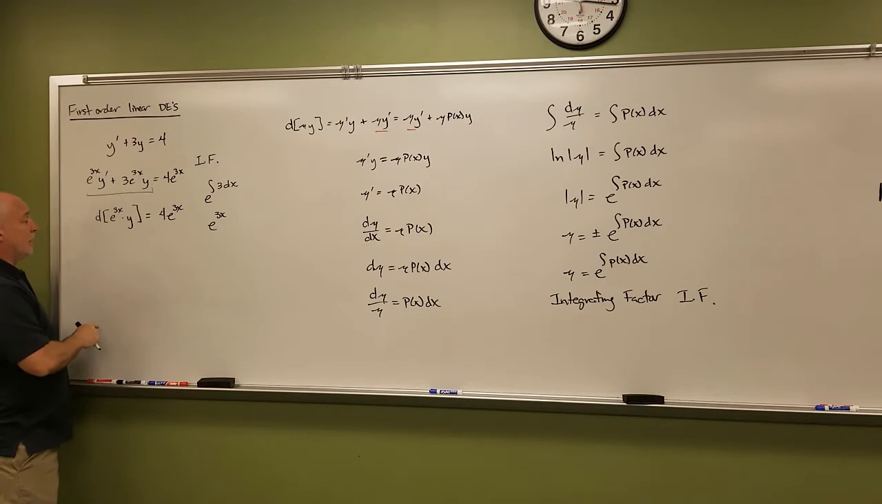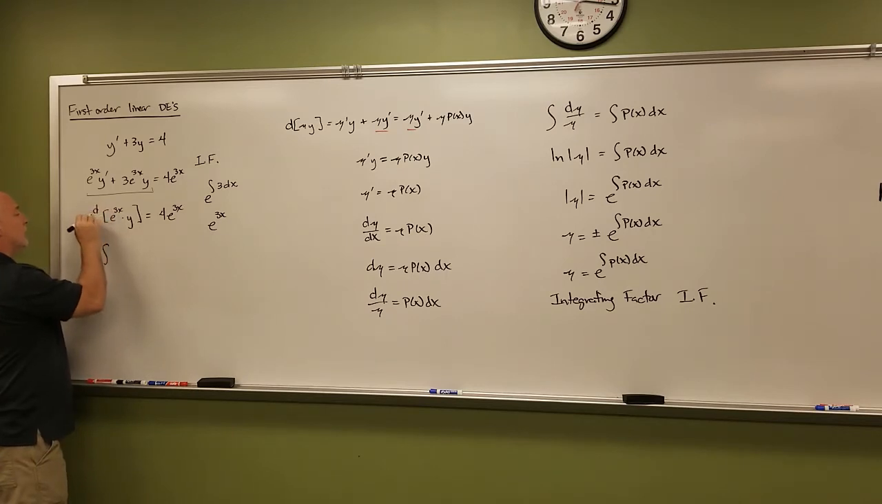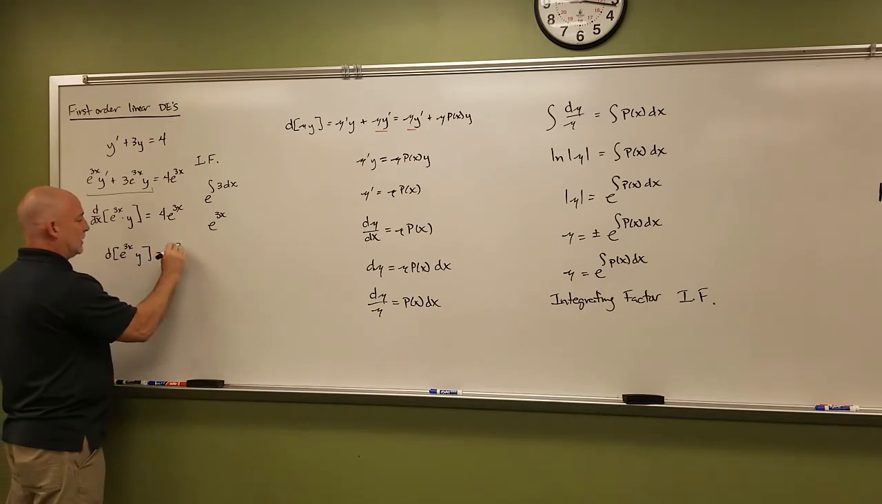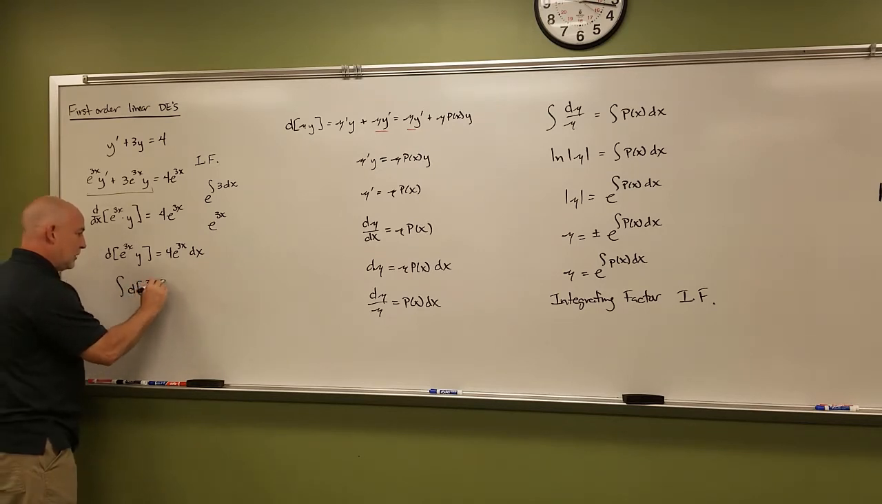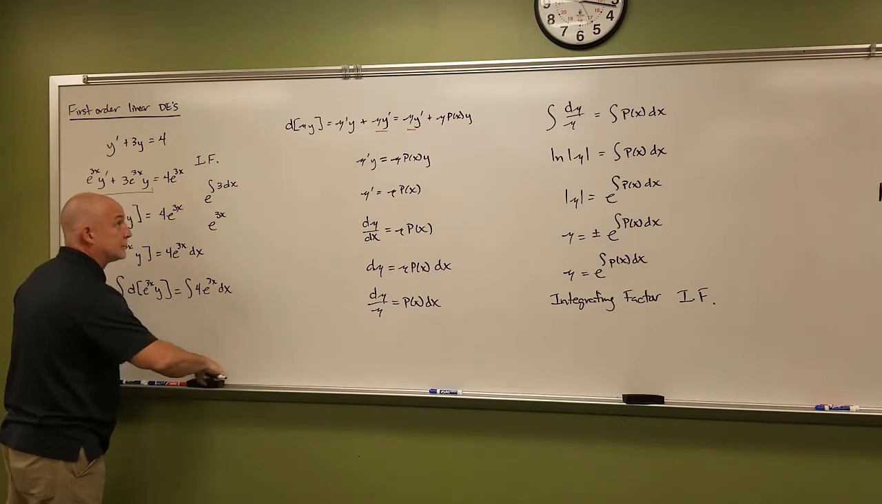Now we need to integrate both sides. So if I integrate both sides here, let's write it like this. Remember, this is the derivative with respect to x. Let me take one more step so you can see it. So if we're going to separate our variables, kind of like we did last time, this would be 4e to the 3x dx, and e to the 3x y is equal to the integral of 4e to the 3x dx.